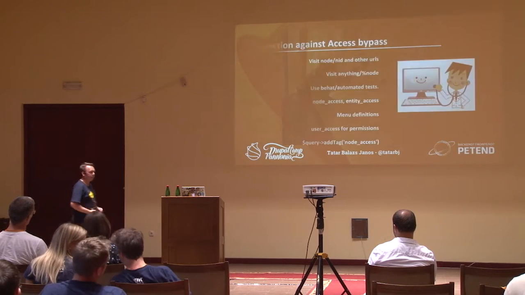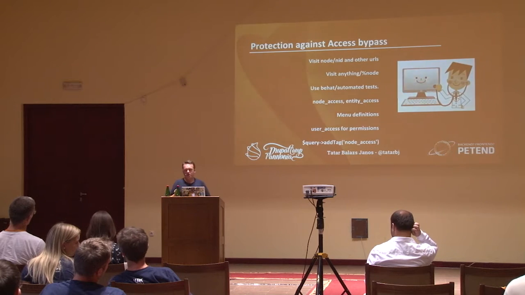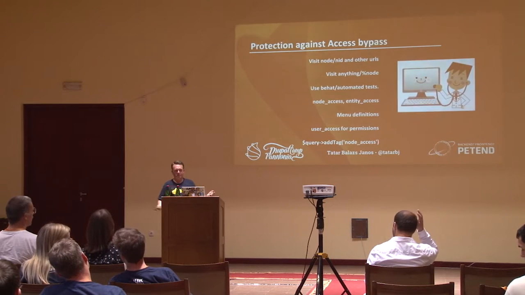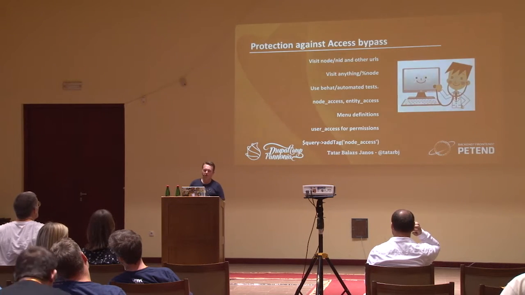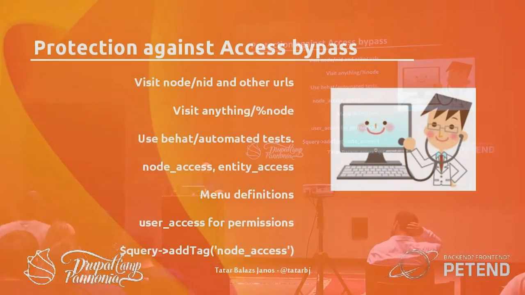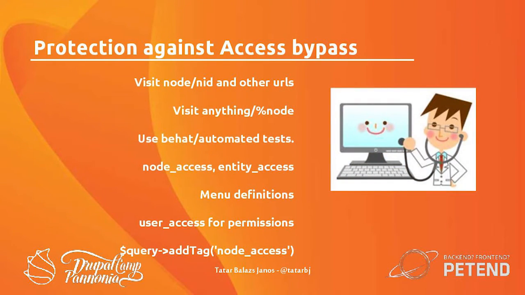Still, great job. So the thing that we should learn out of this, how we can protect our applications against access bypass, is basically visiting, even manually or in an automated way, node or patterned paths, such as having some variables in the path, and also visiting basically everything that has some parameters. Usage of Behat or other automated tests are just great here as well.